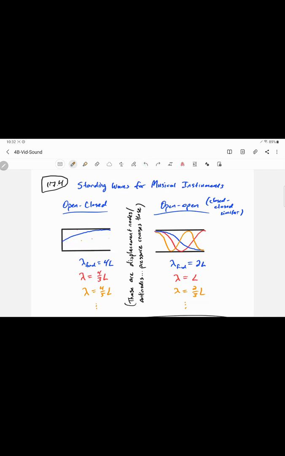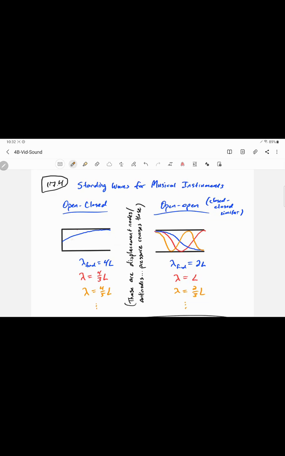So if you have a particle here, it's moving back and forth with a big amplitude. Here, it's moving back and forth with a smaller amplitude. Here, it's moving back and forth with an even smaller amplitude than that. And then right here, this one isn't moving back and forth. So this graph is just saying how big the amplitude is as a function of position.